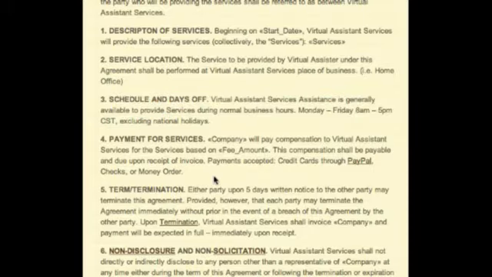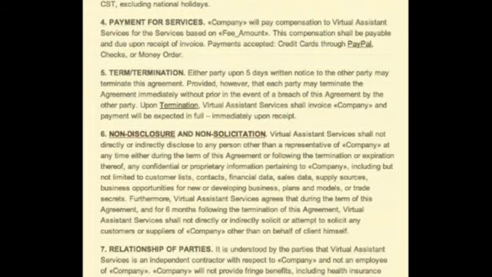Payment for the services based on an invoice. In a perfect world, virtual assistants would get paid a flat fee, but that doesn't actually work. The reason is that the more you pay someone by the hour, the more it looks like an employee.